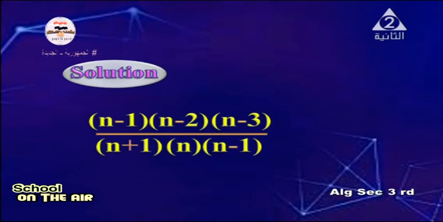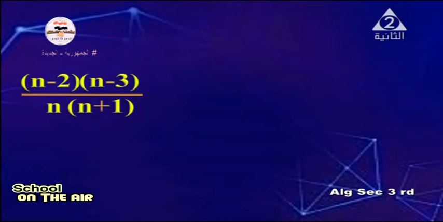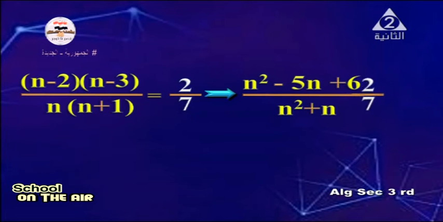In this case, n minus 1 P3 means n minus 1 multiplied by n minus 2 multiplied by n minus 3. In the denominator, n plus 1 P3 is n plus 1 times n times n minus 1, equal to 2 over 7. We simplify by dividing numerator and denominator by n minus 1. Therefore, n squared minus 5n plus 6 over n squared plus n equals 2 over 7.